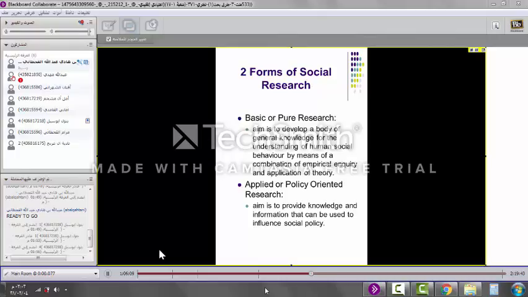It provides knowledge and information that can be used to influence social policy, something that you collect from the field that may affect certain issues. I'll give an example. We at King Khalid University said, we don't need any virtual classes. We think virtual classes are not really helping our students to learn. It's a waste of time.